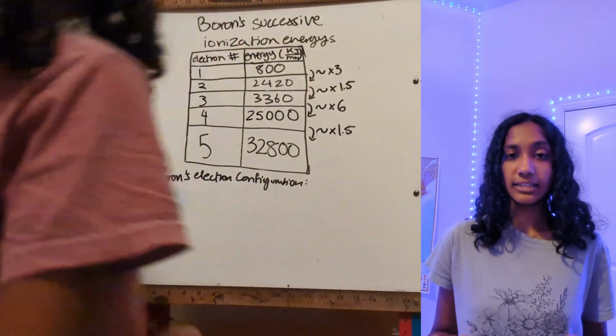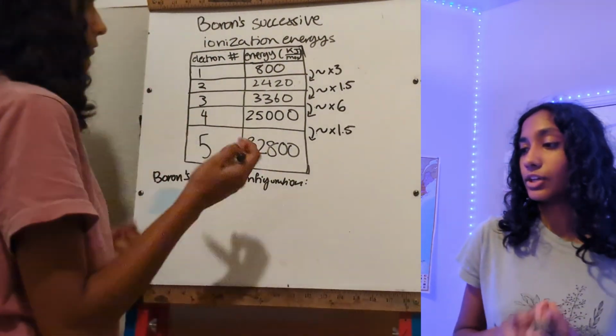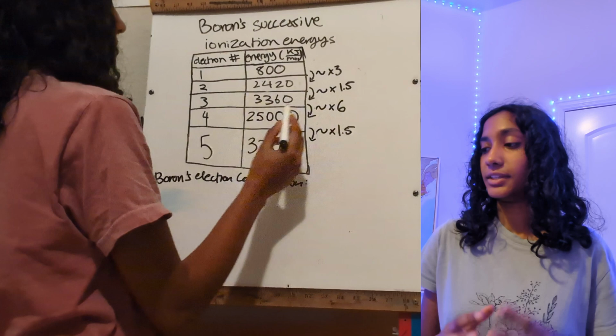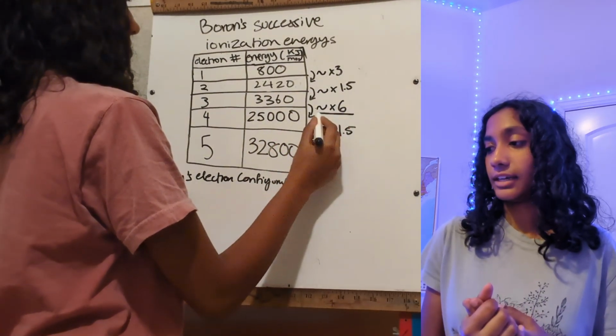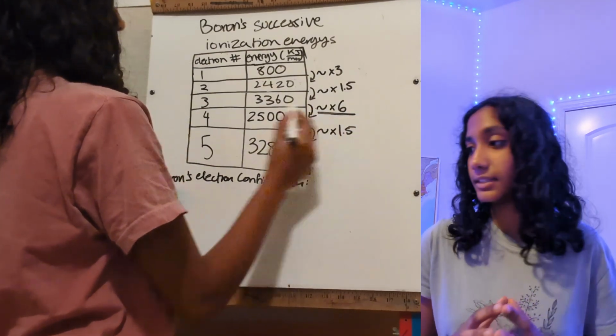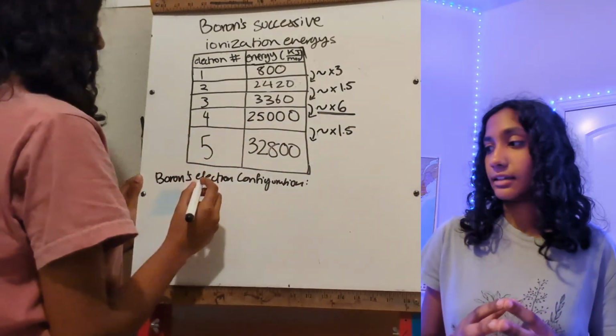So let's look at an example. This is a chart of boron's successive ionization energy. You'll notice that there's a dramatic increase between the third and fourth ionization energy, as the ionization energy increases by 6 times. Let's look at why that is.